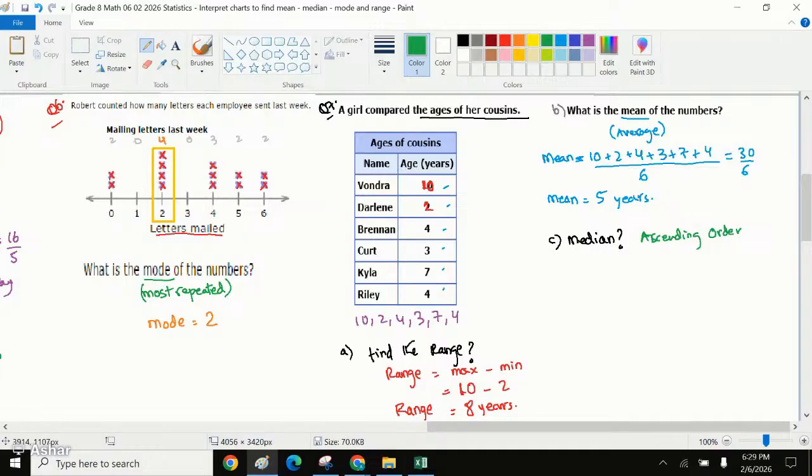Let's add them together. 10 plus, just a moment, plus 2 plus 4 plus 3 plus 7 plus 4. That's 30, right?